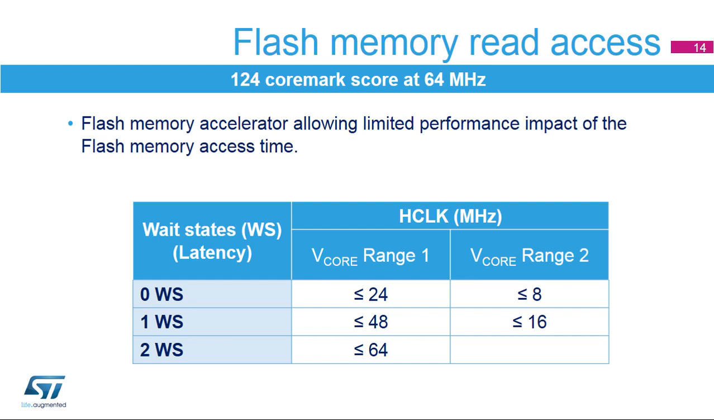Software is in charge of adjusting the number of wait states according to the HCLK frequency. Increasing the number of wait states must be done prior to increasing the frequency. Decreasing the number of wait states must be done after having decreased the frequency. When the number of wait states is non-null, the flash memory accelerator should be activated to limit the performance impact.